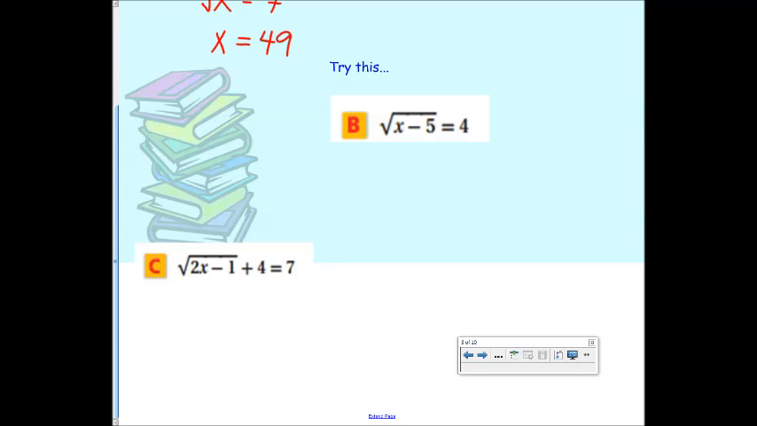So how do I get rid of the square root? Square it. I square both sides, and I end up with what on the left side? X minus 5, so the entire radicand, right? Because it just basically makes the symbol disappear. And then what does this give me? And then what do I do? Add 5. Very good. Add 5 because I use inverse operations on that. And x equals 21. Very good.